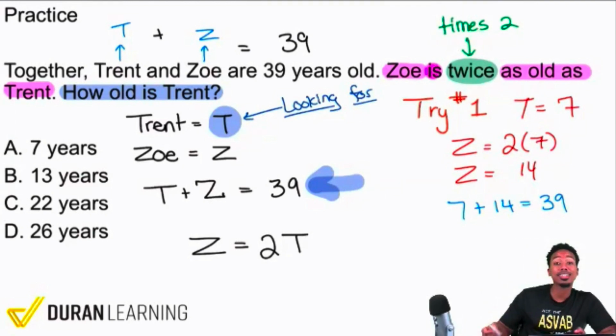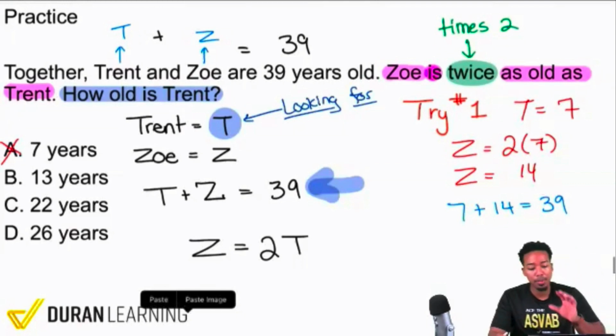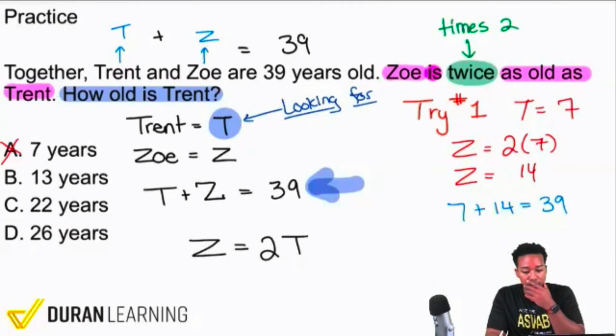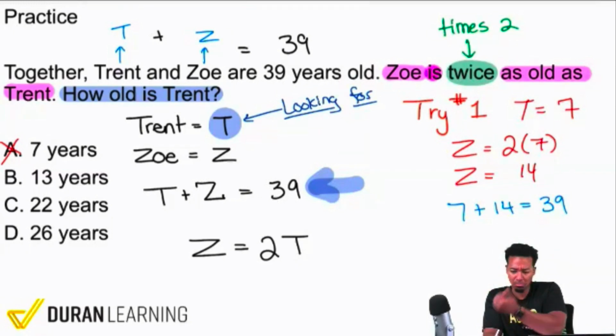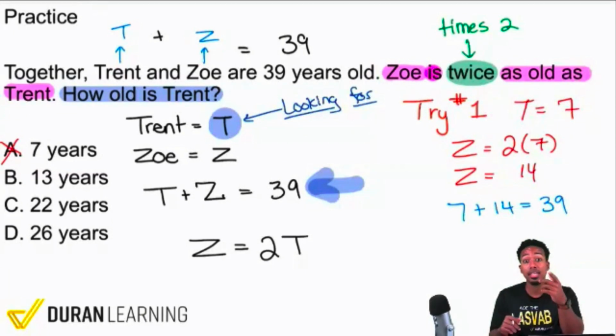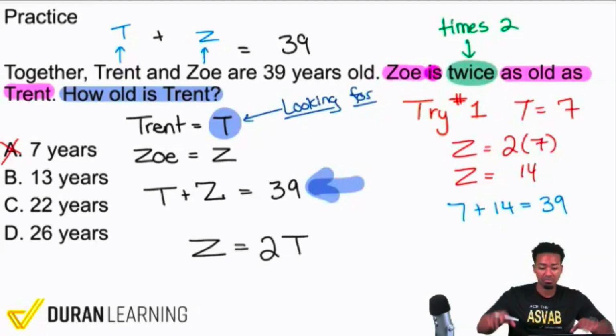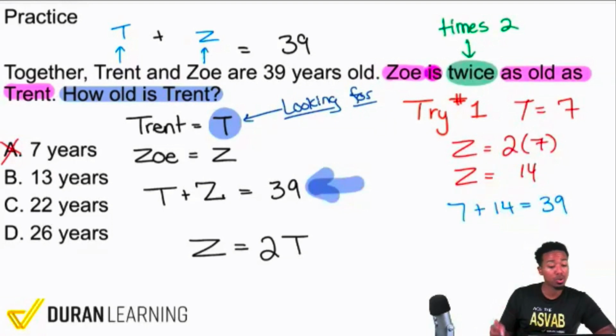And so automatically A, bye. Does everybody see that? Yes or no? Zoe is double Trent's age. If Trent was 7, double that is 14. So Zoe's 14, Trent's 7. Then the story says if you add their ages, you get 39. 14 plus 7 is 21, not 39. And so A wouldn't work. So let's go ahead and try B, 13.